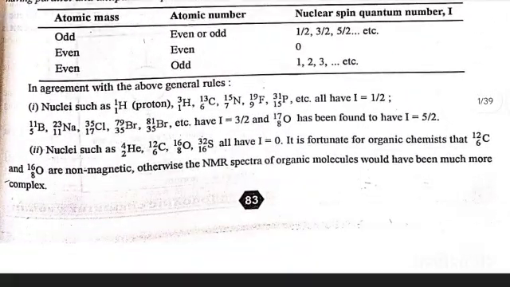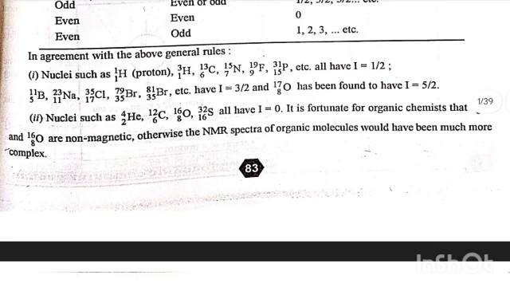In agreement with the above general rules, nuclei such as 1H1, 3H1, 13C6, 15N7, 19F9, 31P15, etc. all have I equal to 1/2. 11B5, 23Na11, 35Cl17, 79Br35, 81Br35, etc. have I equal to 3/2, and 17O8 has been found to have I equal to 5/2.